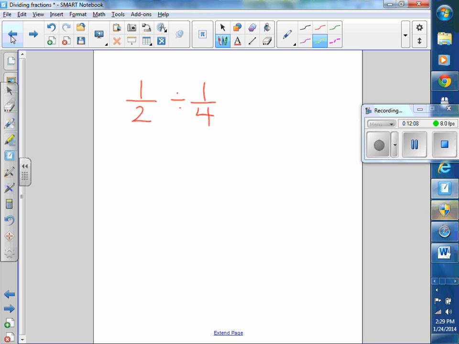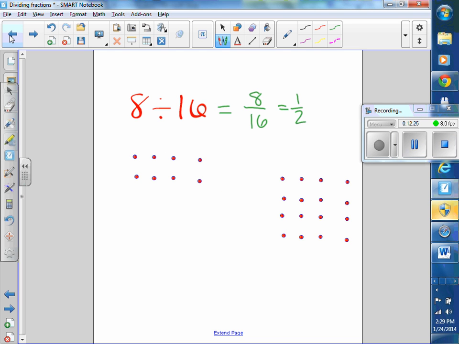What do I need to do? 2 divided by... No, because this is halves and that's fourths. 2 fourths. What about 2 fourths? How many 1/4s are in 2 fourths? 2. So you just have to convert it to the same denominator.